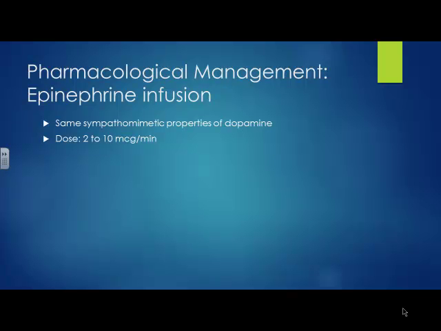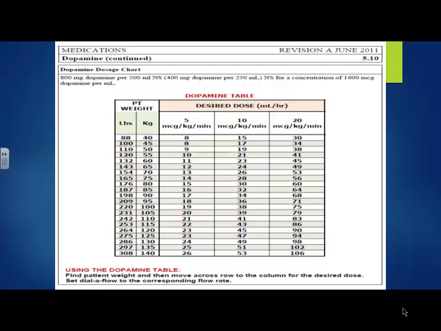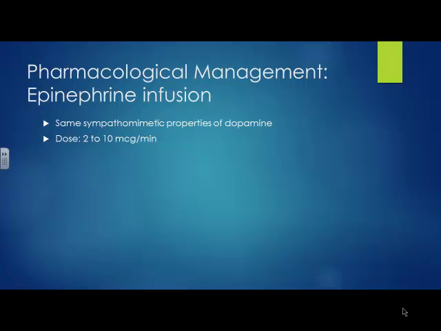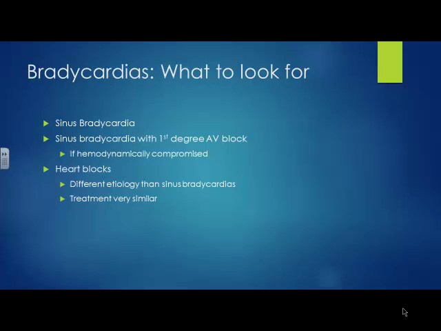Now, I did tell you the dose range wrong here on the new Brady algorithm. It is 2 to 20. All right? Then your epi is 2 to 10 still. Okay? So what do we look for? What are we going to treat under the bradycardia algorithm?